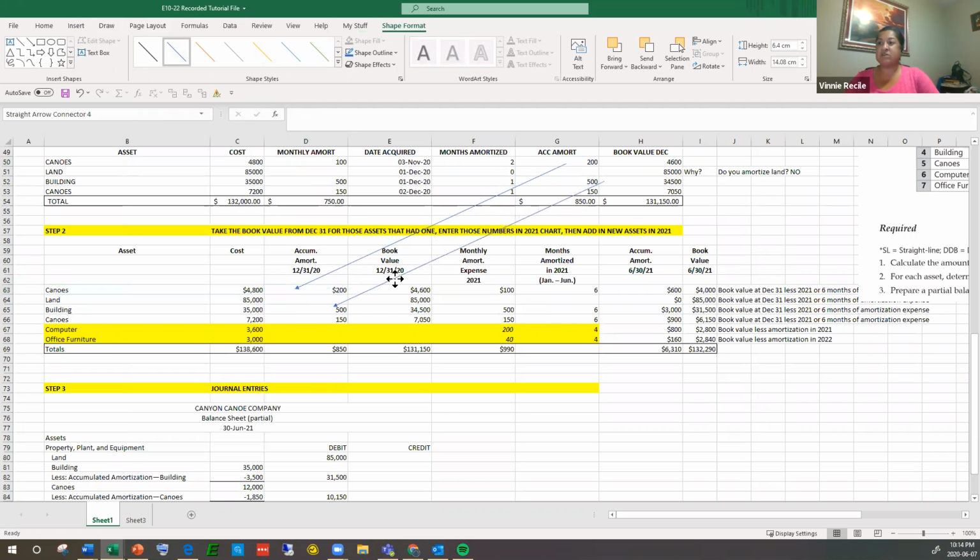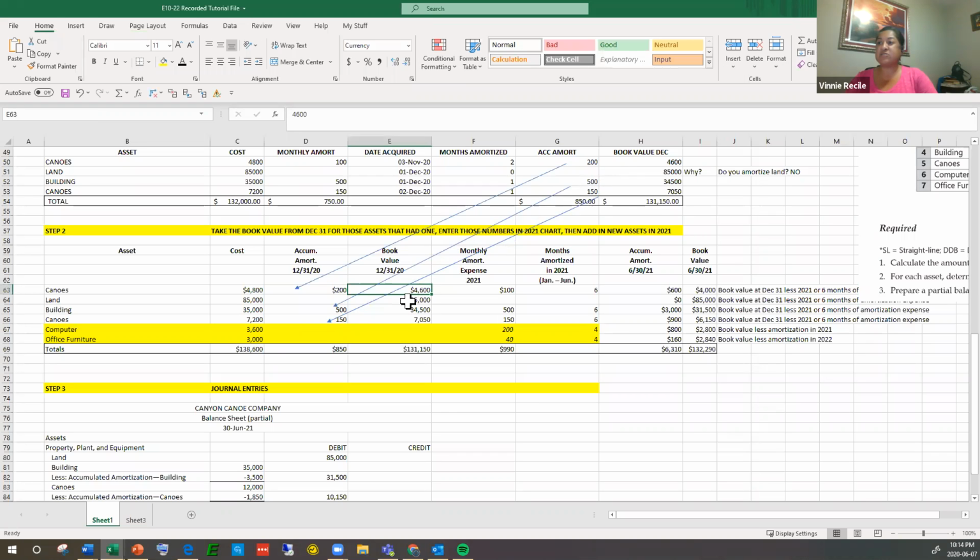So same thing down here, same thing here. Okay, fairly straightforward, nothing complex about copying and pasting. Book values, 4,600, 85,000, 34,500, and $7,050. Again, you're copying from here to here. So for simplicity, I'm just going to copy this arrow over so you get the point. Okay?